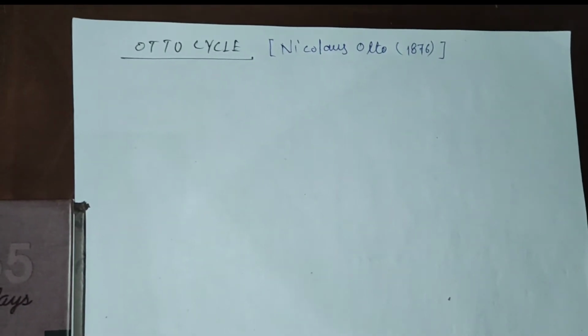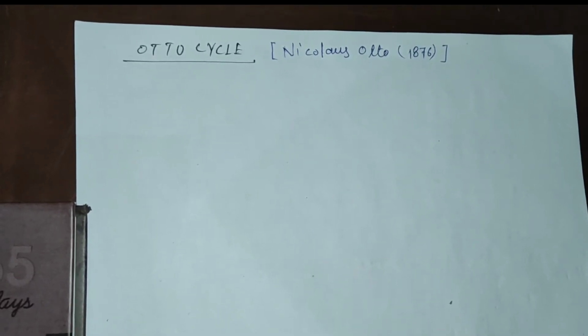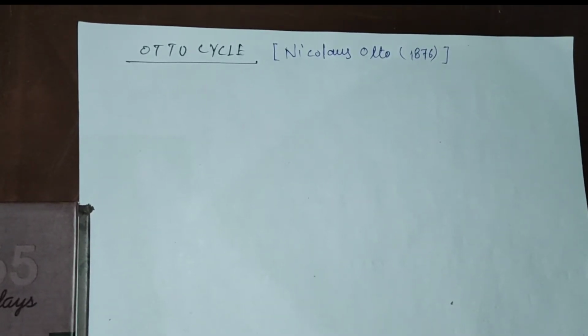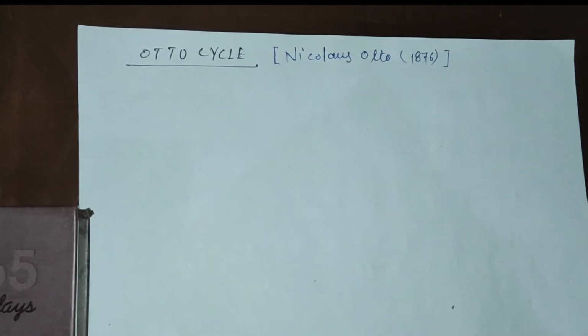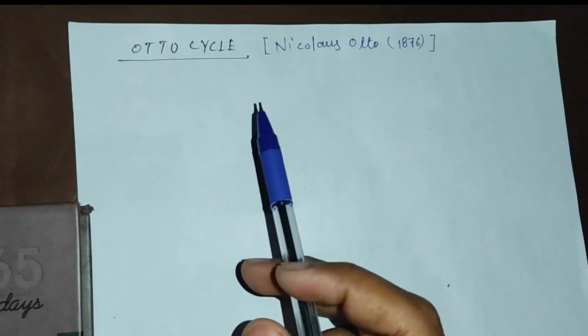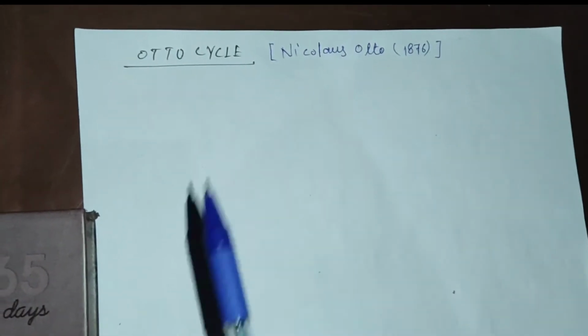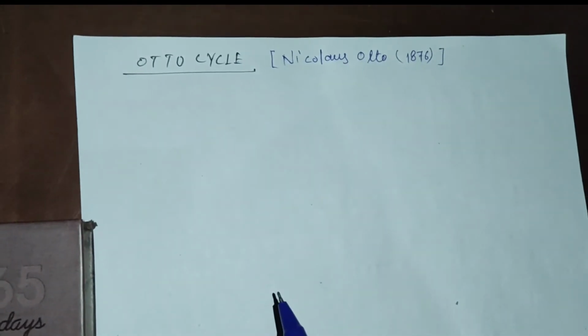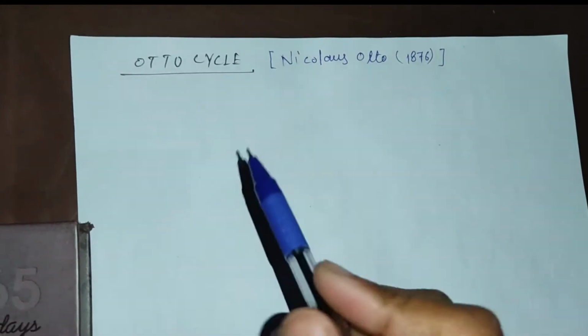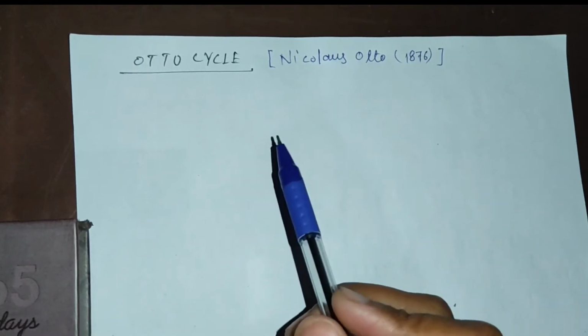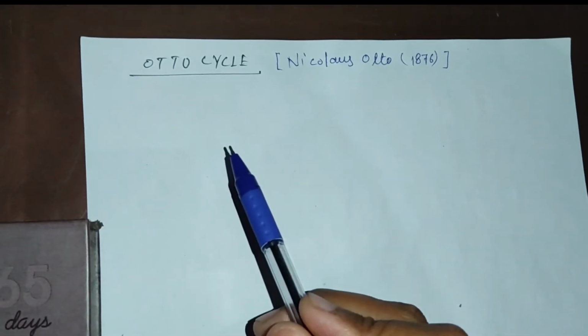Today I will talk of the Otto cycle. Nicolaus Otto proposed a constant volume heat addition cycle, which forms the basis for the working of today's spark ignition engine. This Otto cycle can be represented in PV and TS diagrams.